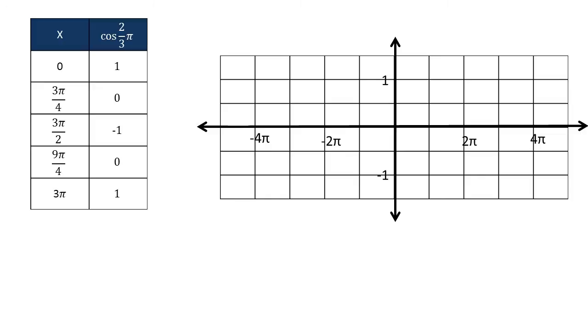3 pi over 4, that's going to be 3/4 of the way to 1, because in this graph, each line in the grid is 1 pi on the x-axis. So it's going to be 0.75 pi, 1.5 pi, and 2.25 pi. And you see that right there. See, I have 0, 1, I have 0.75 pi, 0, I have 1.5 pi, negative 1, and I have 2.25 pi at 0, and I have 3 pi, 1. And then I just continue that same graph to the edges of the graph. And that's how you graph functions of the form cosine bx when b is a fraction.